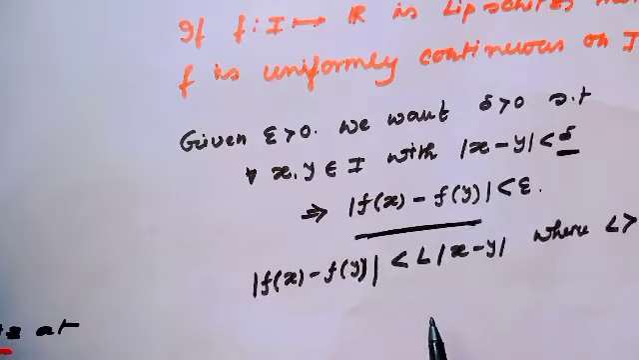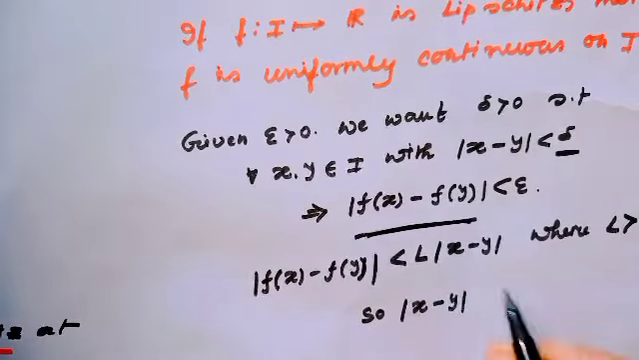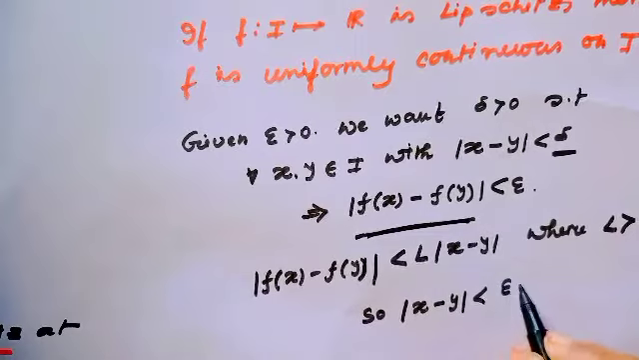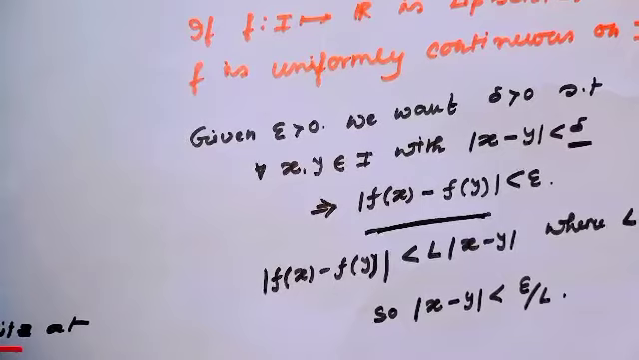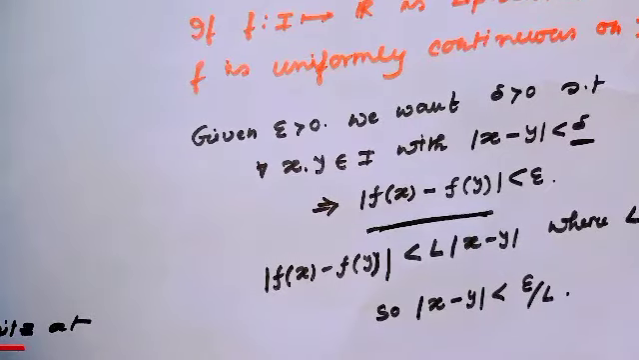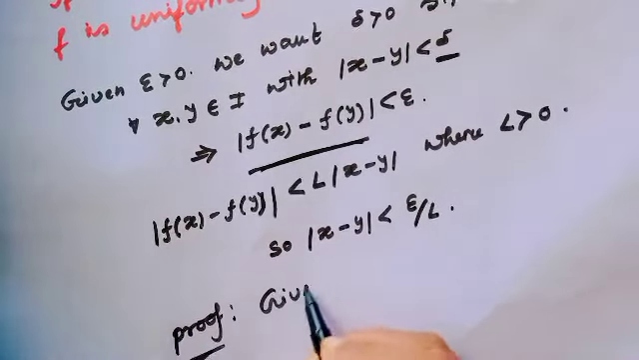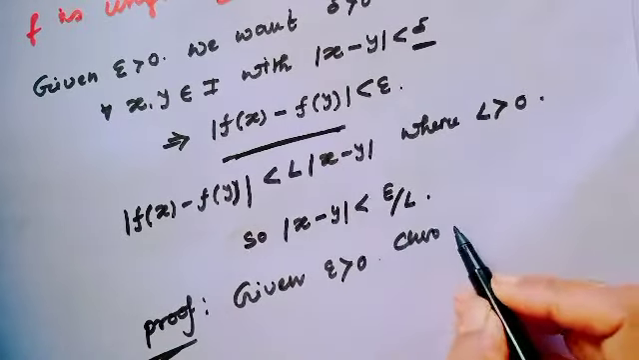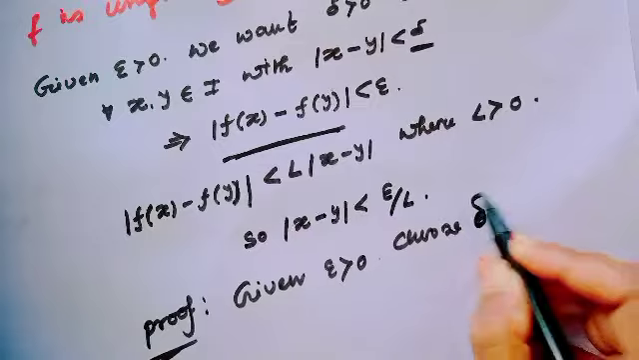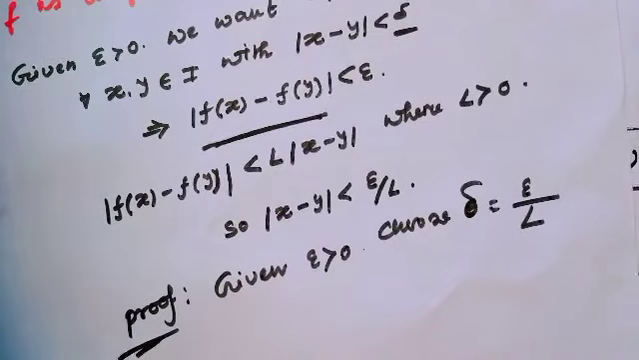So from this line, consider the absolute value of x minus y strictly less than epsilon over L. Then let's come back to our original proof. And the proof is: given epsilon greater than 0, choose delta equal to epsilon over L, where L is a fixed number.